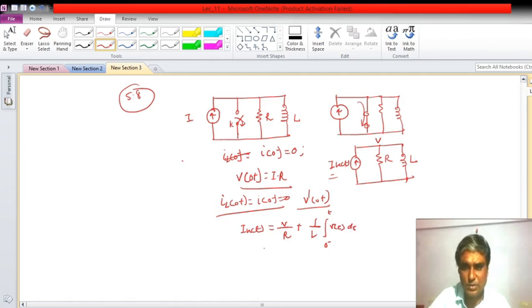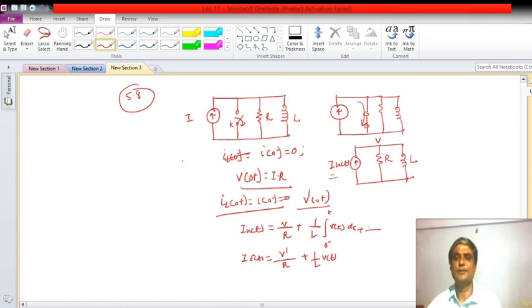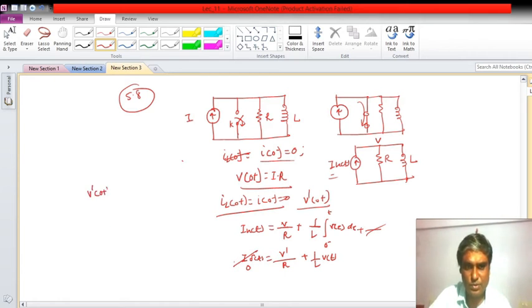So I U of t, if I take the differentiation, it will be I delta t equal to V dash by R plus 1 by L into V of t, and whatever the initial current was is 0. Because the initial current, we already said, is 0, there is no impulse present, so this also will be 0. So what will be V dash of 0 positive? This will be simply minus 1 upon L V of 0 positive. So V dash of 0 positive will be minus R by L into V of 0 positive, which is IR. So it will be minus I R square upon L.